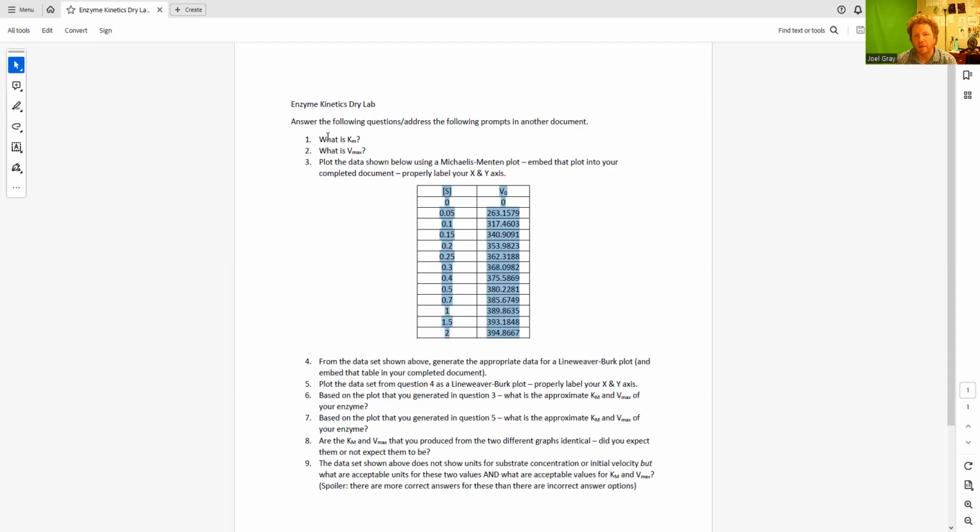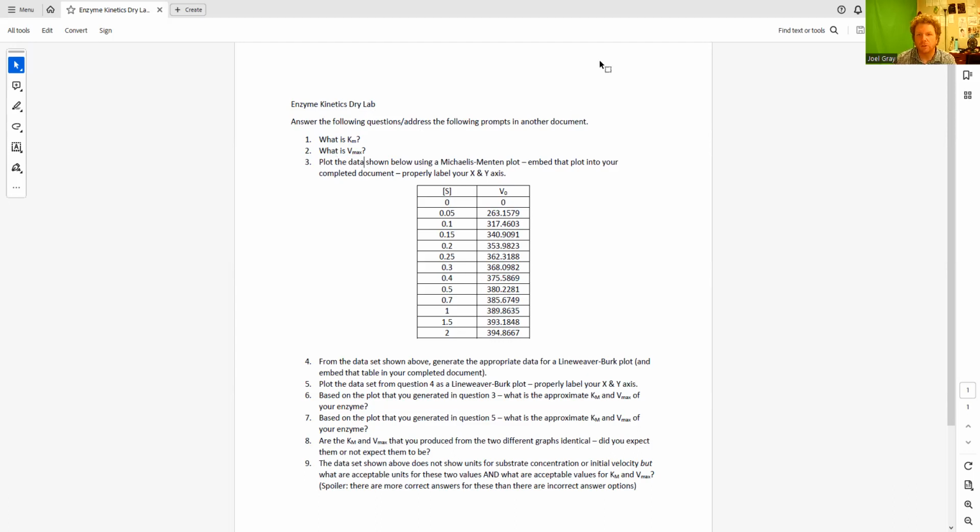What I mean by that is the graph that you put together, everyone has to submit that graph. And then for your questions like what is KM? What is Vmax? I want you to put together your own answer for that. I don't want to see anything copied and pasted from ChatGPT or Google or anything like that. Try to articulate that in your own words. You might have to go back to your notes and look at that, or if you have questions, feel free to ask me what those values are or what those things relate to.